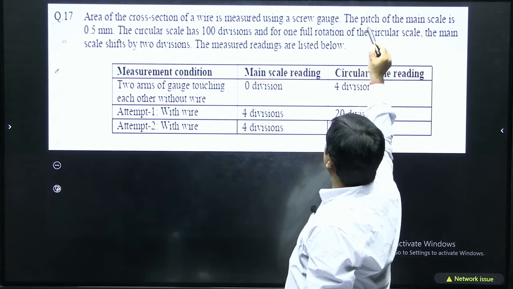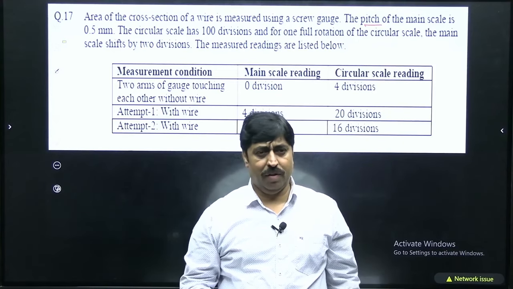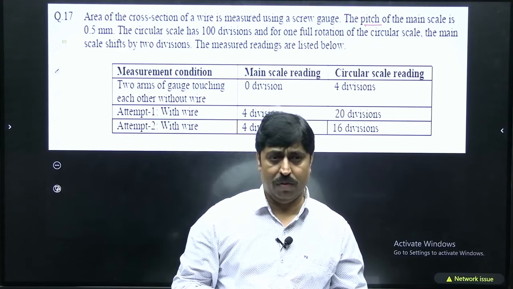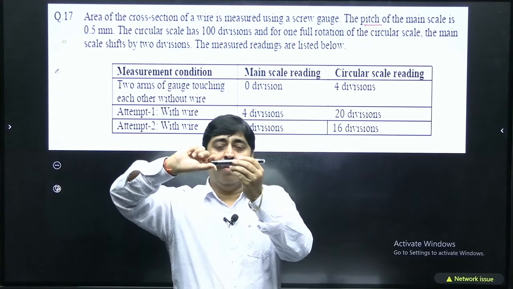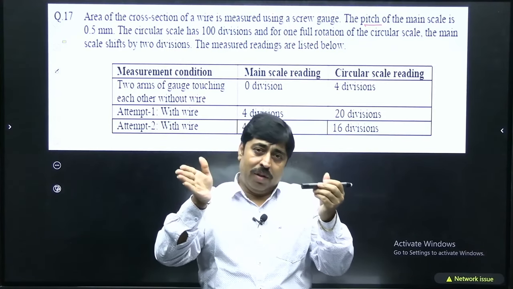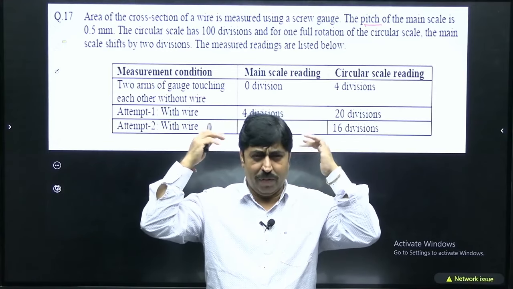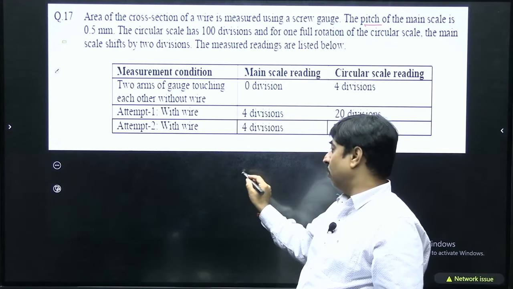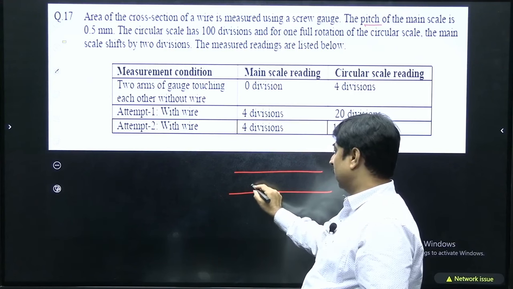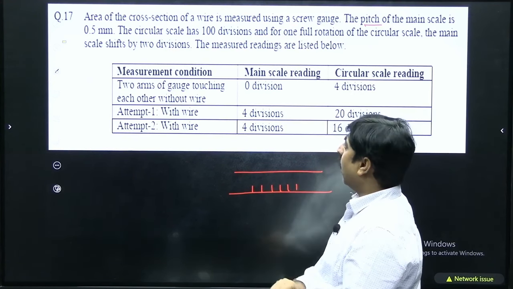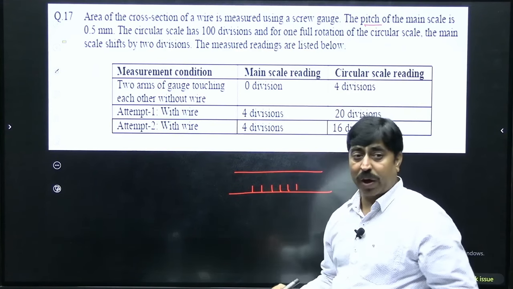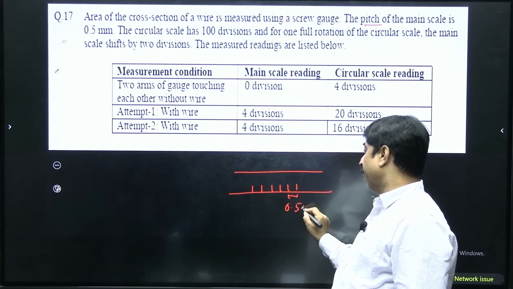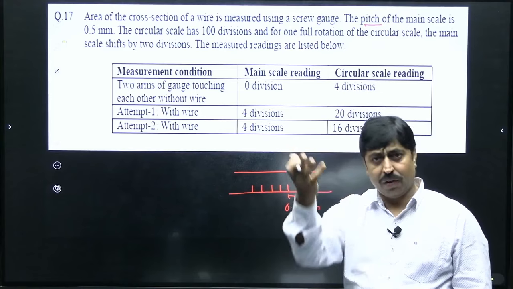The question says, the pitch of the main scale. What is pitch of? We normally use this term pitch for something like a screw, a helix. What is pitch actually? When a screw is given one full rotation, the amount of distance that it travels is pitch. That is how we really recognize pitch. But anyway, the question says that on the main scale of these screw gauges, these markings are at a difference of 0.5. Distance between two main scale marks is 0.5. This is what they are calling pitch. It is not the pitch in our usual sense.